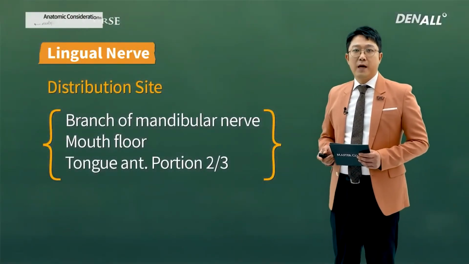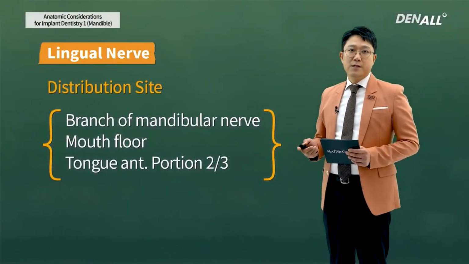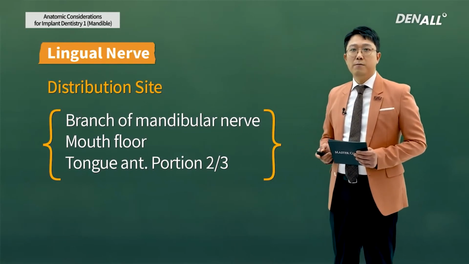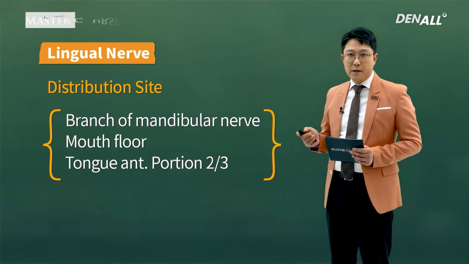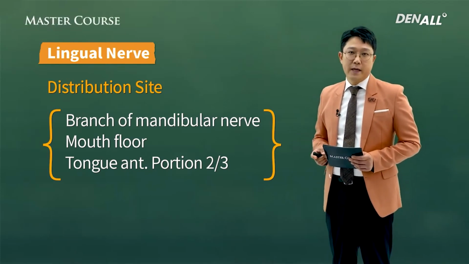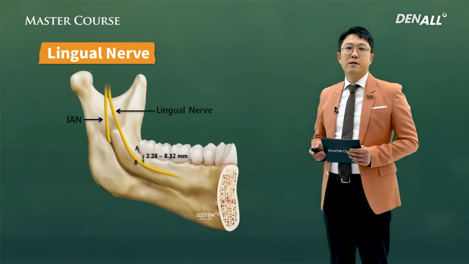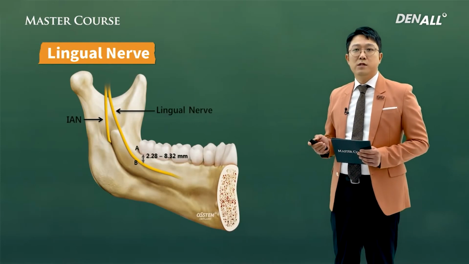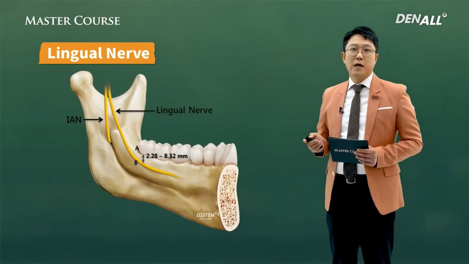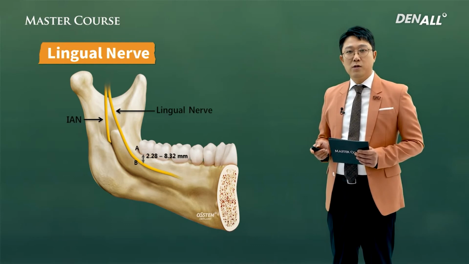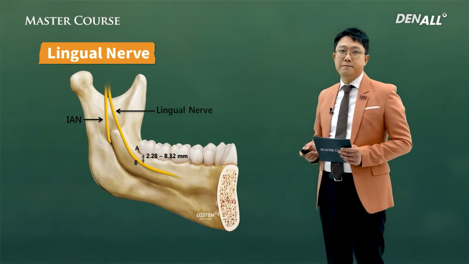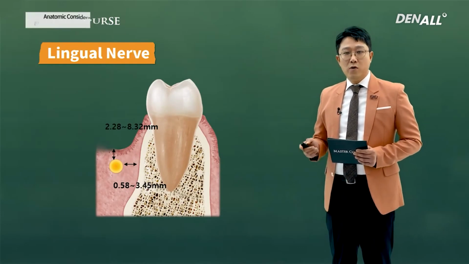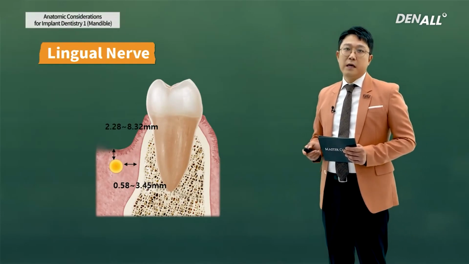Next, let's talk about the lingual nerve. The lingual nerve is the lingual branch of the mandibular nerve. It controls the sensation for the mouth floor and 2/3 of the tongue. The lingual nerve comes from the mandibular nerve, and it runs closest to the alveolar ridge at the lingual side of the third molar, and as it goes further anterior, it goes away from the ridge.